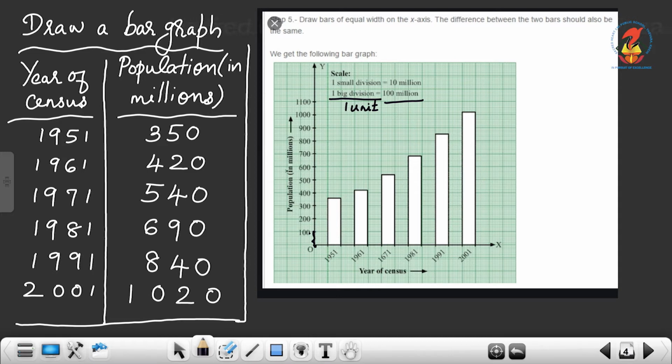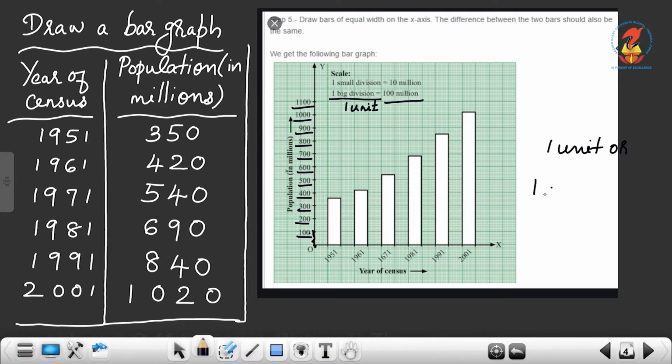So the next value after 1 unit will be 200, again 300, 400, 500. So this one is 100, then this one is 200, again 300, 400, 500, 600, 700, 800, 900, 1000, 1100. We want to include all the numbers, so we select the numbers in that way. One big division means 1 unit, or we can say 1 centimeter.